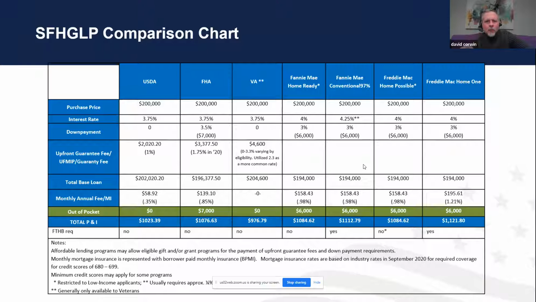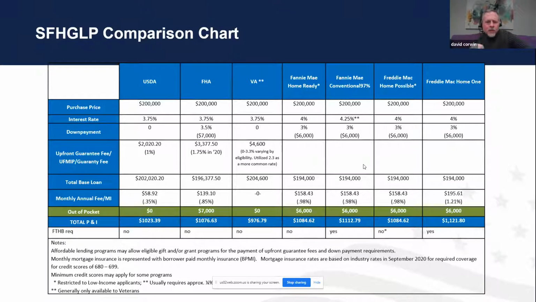So how do we compare to other programs? This is just a basic chart showing the other two government programs, FHA, VA, and then a lot of the other programs, they're not no money down, but very low money down, through Fannie and Freddie that are designed, again, to hit those homeowners who just don't have a lot of money down, don't have a lot of income.